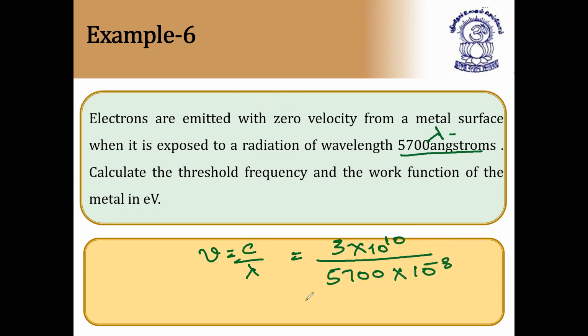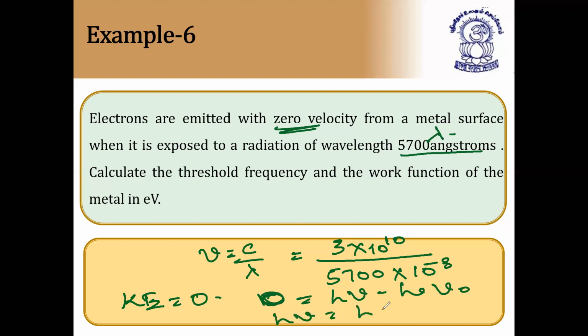After getting the value of frequency, you can find the threshold frequency and work function of the metal. And they have given zero velocity. So kinetic energy becomes zero. Very, very important: zero velocity means kinetic energy becomes zero. So kinetic energy zero is equal to h nu minus h nu naught. Zero is equal to h nu minus h nu naught. So from this we can find h nu, which we already know how to find. So we can write h nu is equal to h nu naught. So whatever the value of h nu we are finding, that is the value where nu is equal to nu naught.